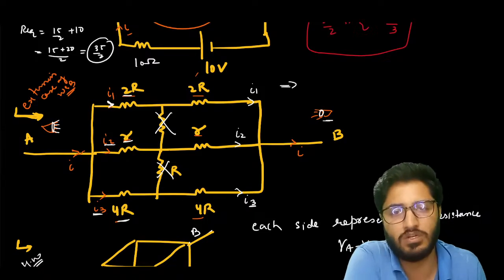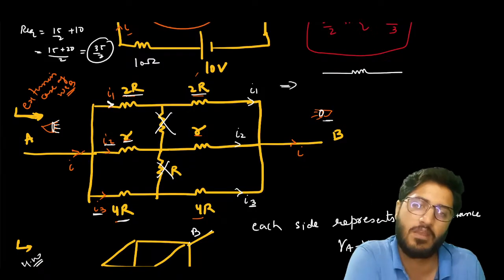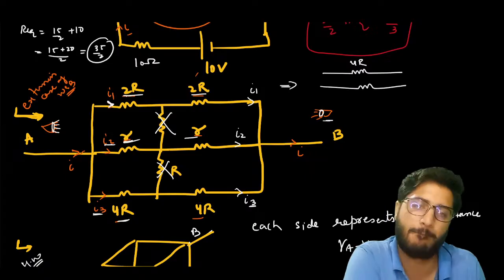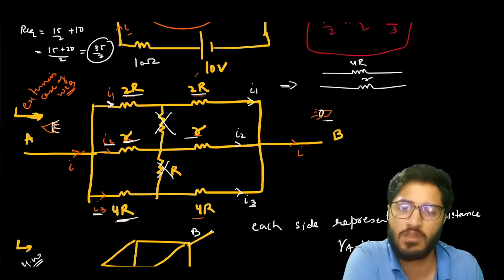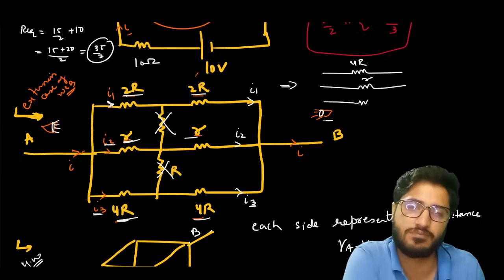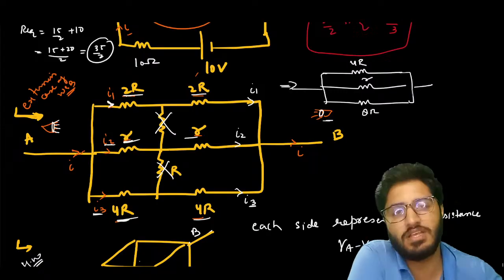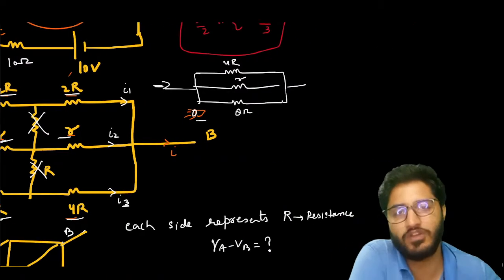So you can see now, look now, 2R, 2R, 4R, 4R, R plus R, 2R, 4R, 4R, 8R, 8R. Done? All three are in what? Parallel. So what do we need to do now?